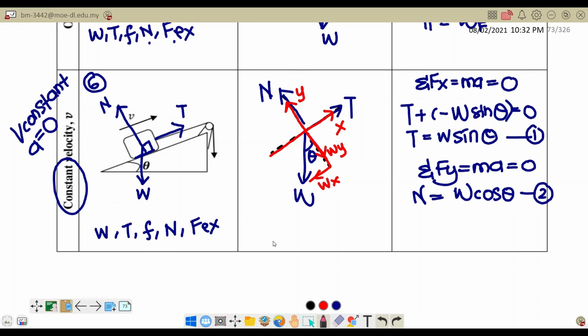That's all for this video. We already discussed question number 1 until question number 6, where in all the questions a equals 0, when v is constant or when v equals 0, meaning at rest. So please watch the next video, part 2, where the acceleration is not equal to 0.